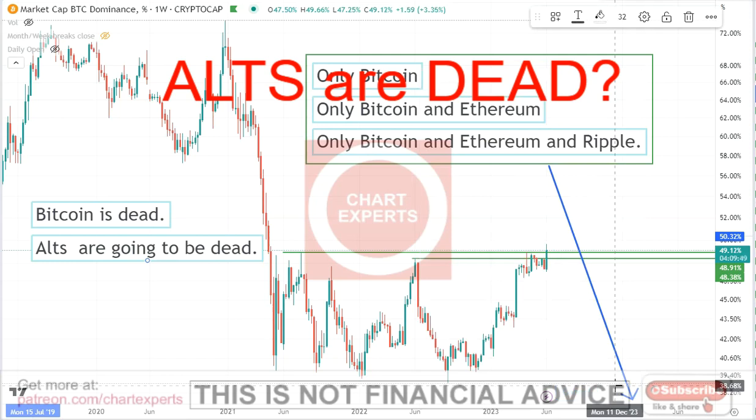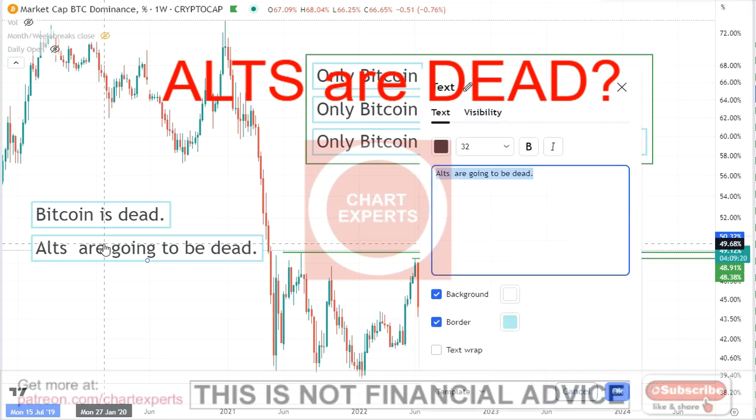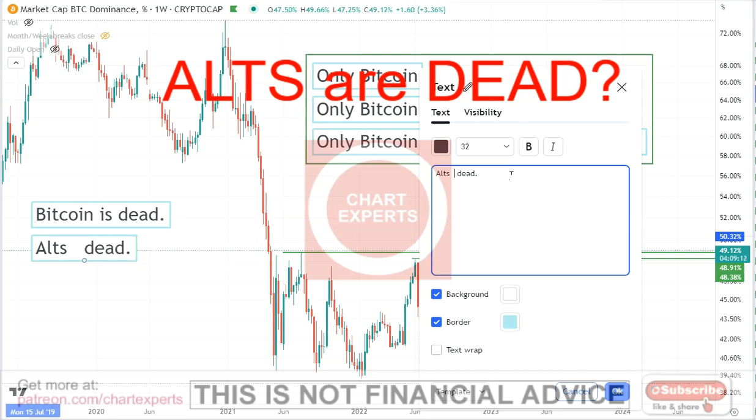Now, we've looked at this other paradigm, the previous paradigm of only Bitcoin, and then converting to only Bitcoin and Ethereum, and then adding one or two more, and then more and more and more. Right, the same. If we just term all of the alts under one category, and let's just say alts, this paradigm is also completely, utterly, totally false. Okay.